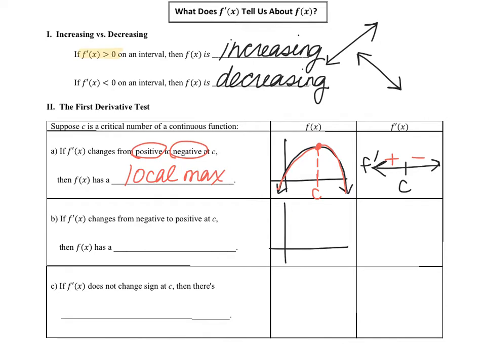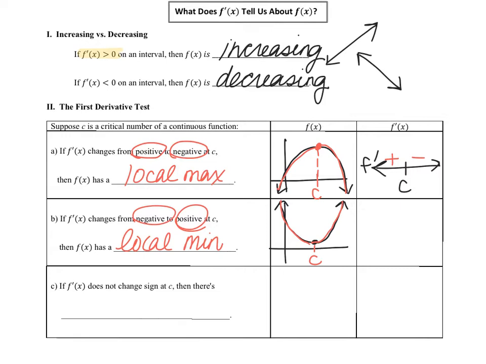Now let's look at the reverse situation. If the first derivative is going to change from negative to positive, that means the graph went from decreasing and then changed to increasing. So now we have our critical number, which again we're calling C. My graph is going from decreasing to increasing, which means the derivative is changing from negative to positive. And that tells me that the graph of the function has a local minimum at C.